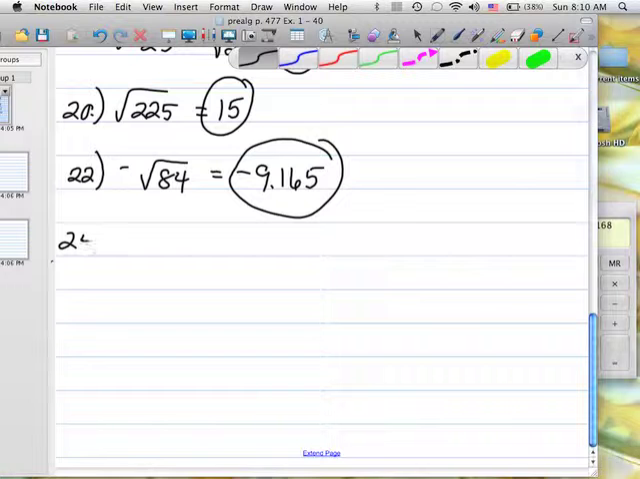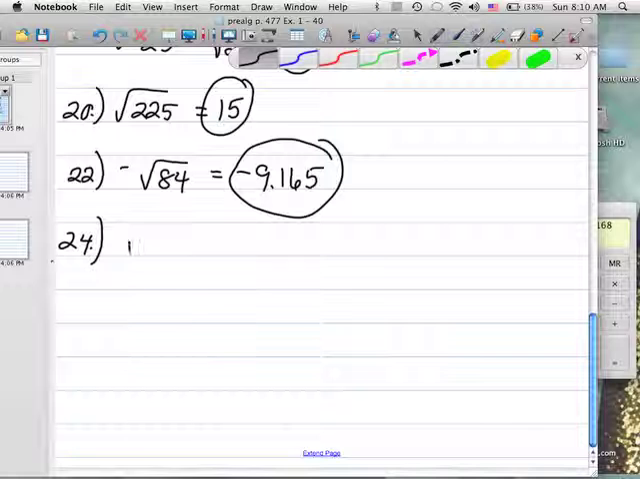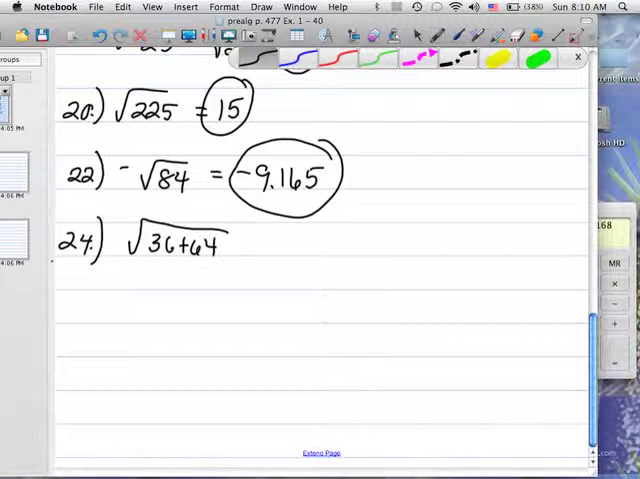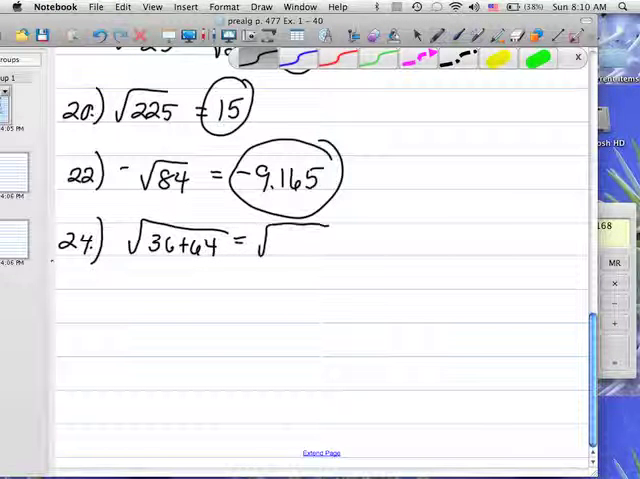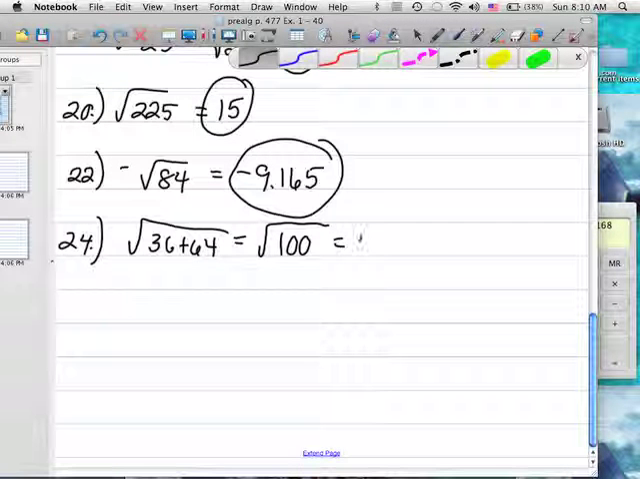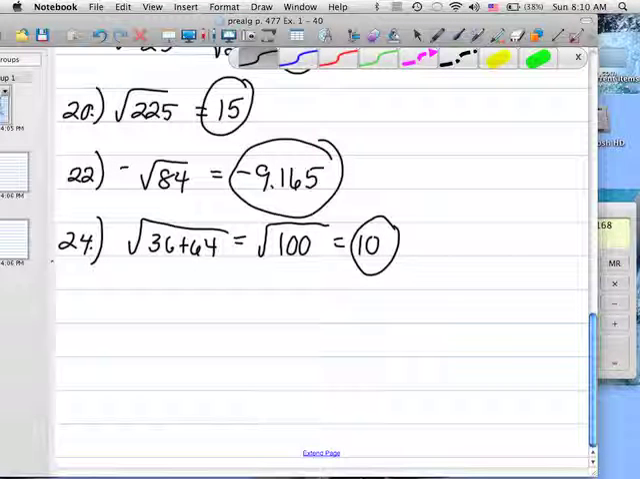Number 24, find each answer, if necessary, round to the nearest thousands. 24 has the square root of 36 plus 64. So we have to add what's under the radical. 36 plus 64 gives us 100. 100 is a perfect square. The square root of it is 10, because 10 times 10 makes 100.